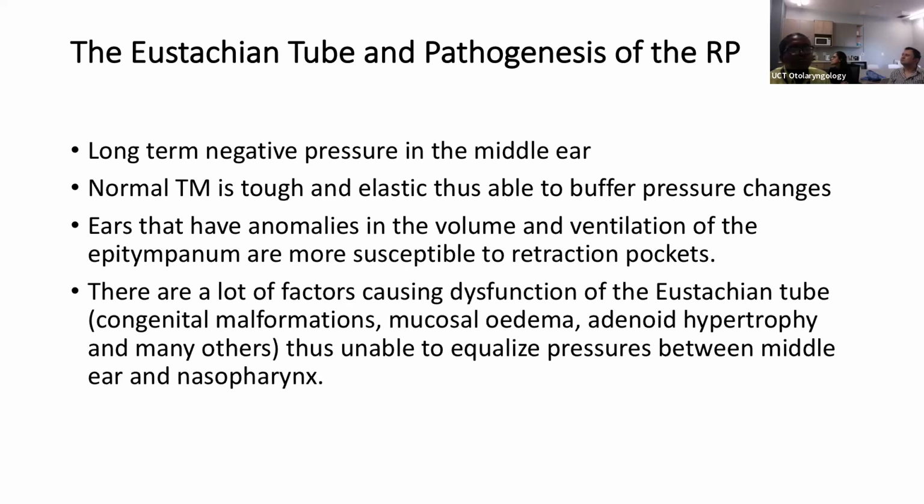But pathologies that tend to cause eustachian tube dysfunction include some congenital malformations like cleft palate, where there's a problem with the anchorage of the tensor veli palatini. So the opening of the eustachian tube is not good, and it tends to cause eustachian tube dysfunction. Then you can have mucosal edema and adenoid hypertrophy. These are factors which can affect the equalization of pressure between the middle ear and the nasopharynx.